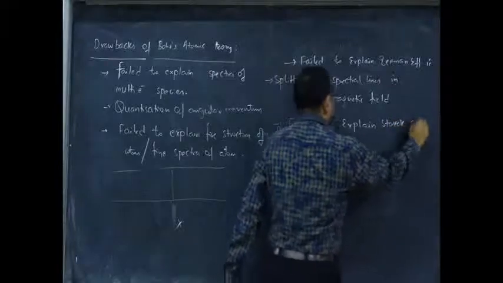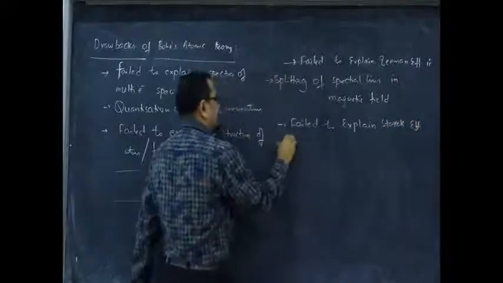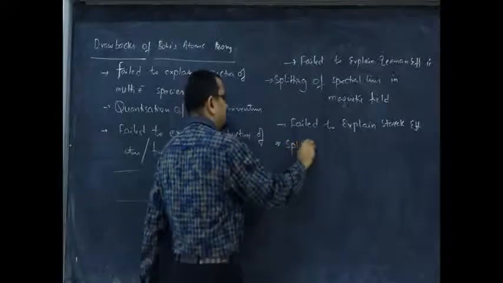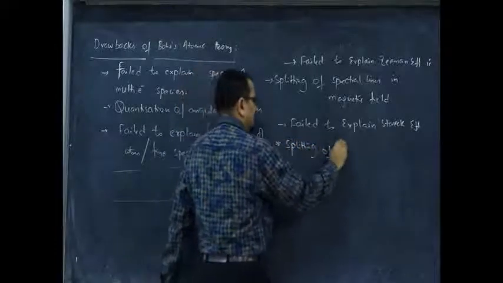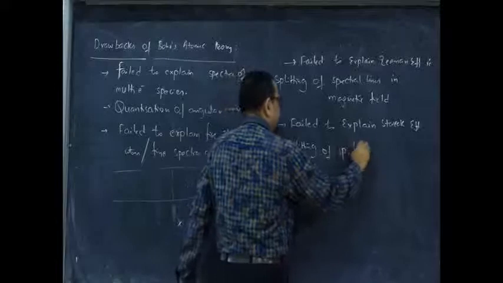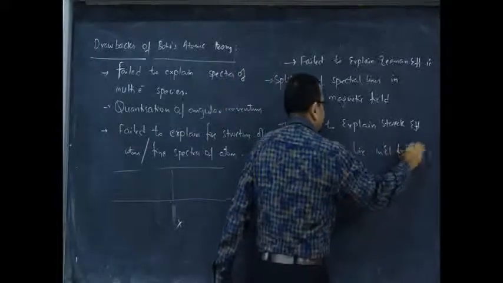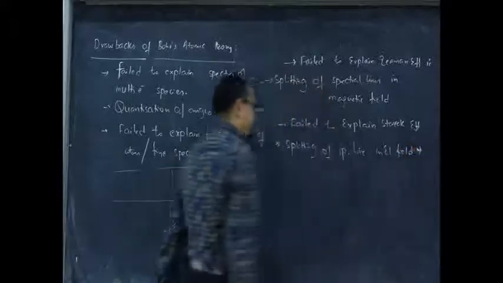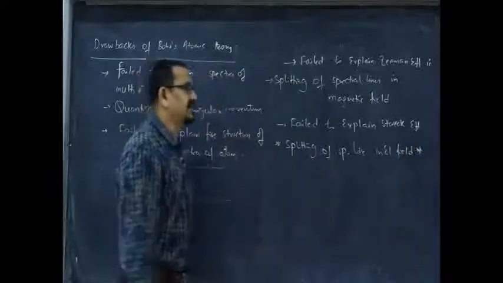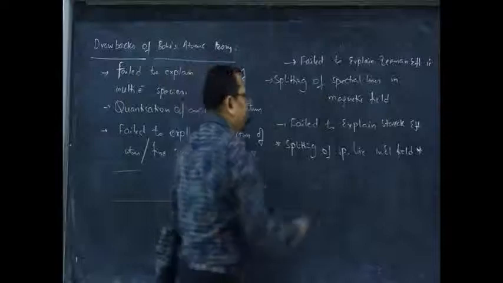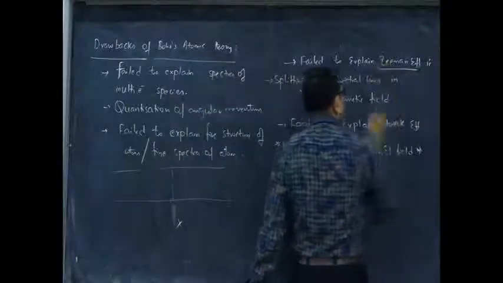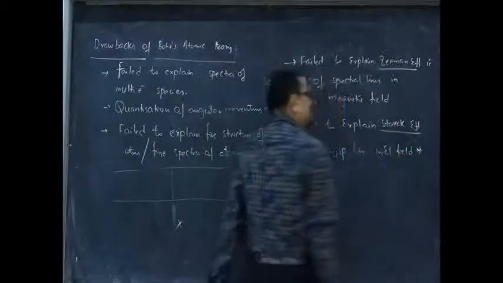Stark effect means what? It is nothing but splitting of spectral lines in an electric field. Splitting of a spectral line in an electric field is called the Stark effect. Splitting of a spectral line in a magnetic field is called the Zeeman effect. Bohr's theory failed to explain the Zeeman effect as well as the Stark effect.